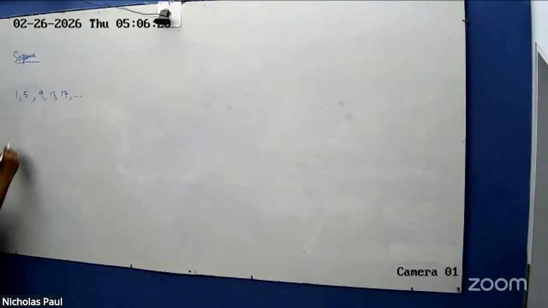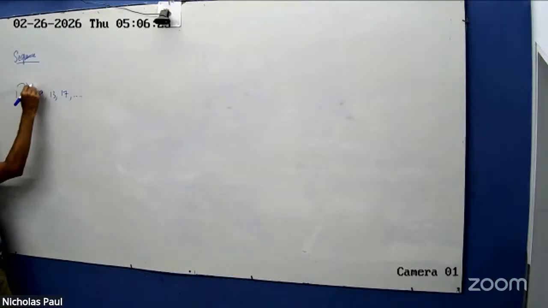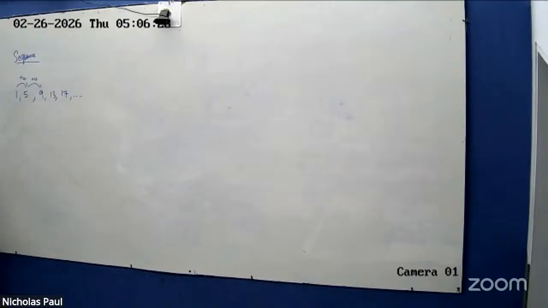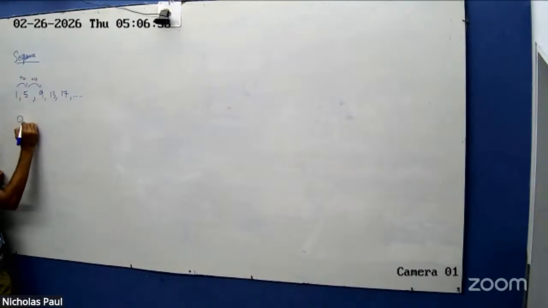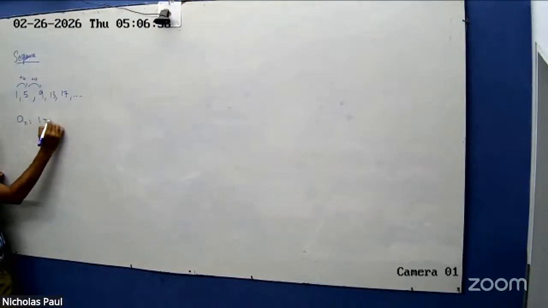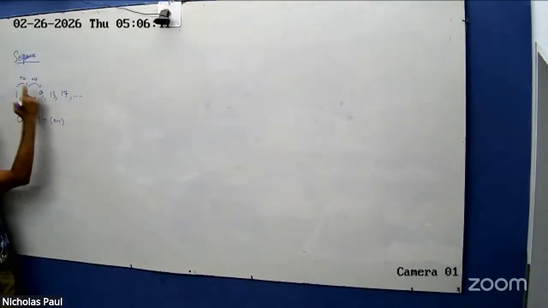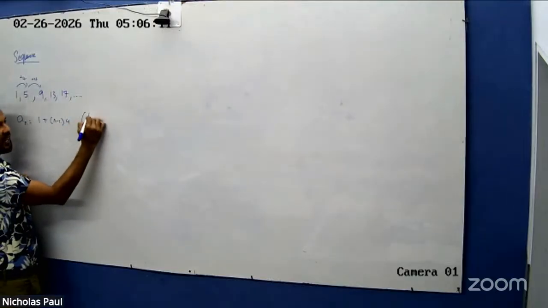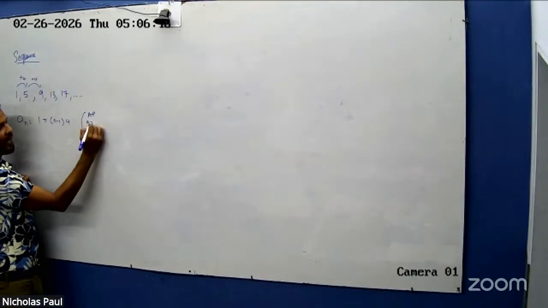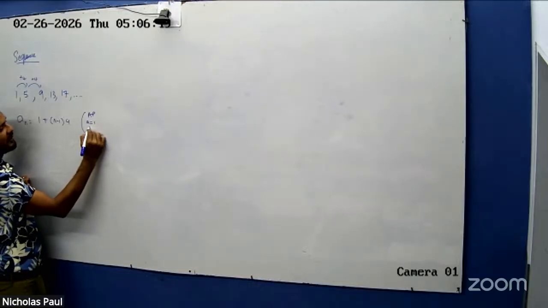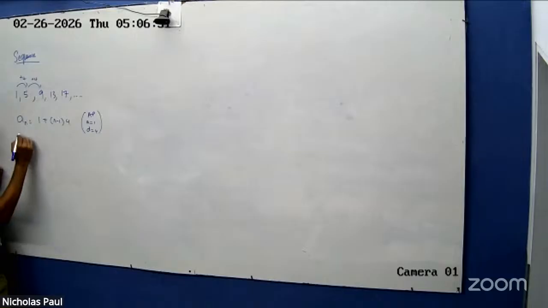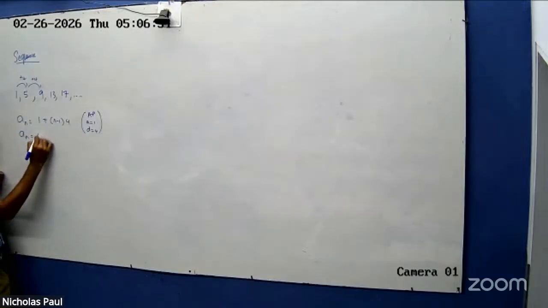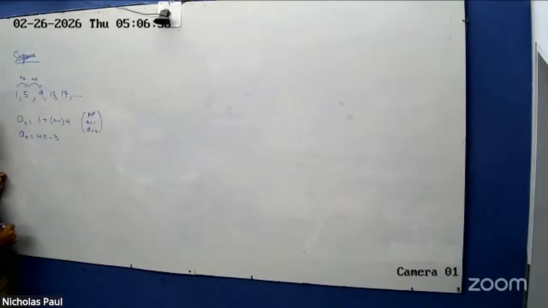AP, right? This looks like an arithmetic progression because they keep adding 4, right? So if I wanted to get a formula to represent this, it will be 1 plus (n minus 1) times 4, because it's an arithmetic progression where a is 1 and d is equal to 4. Of course, the formula could be simplified to 4n minus 3.